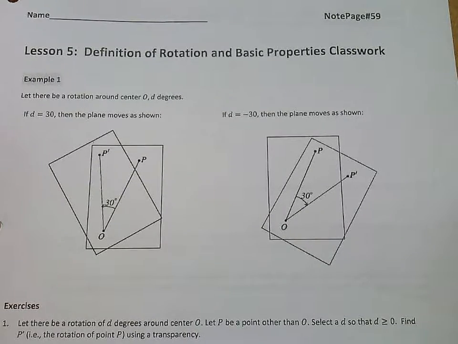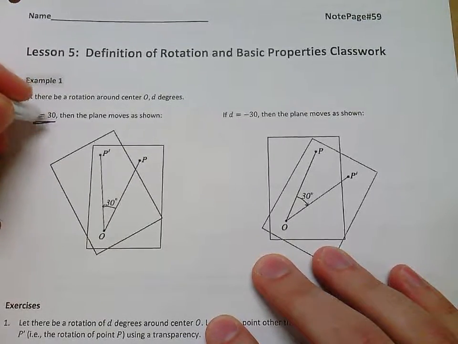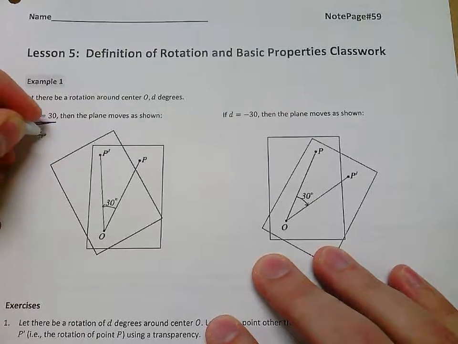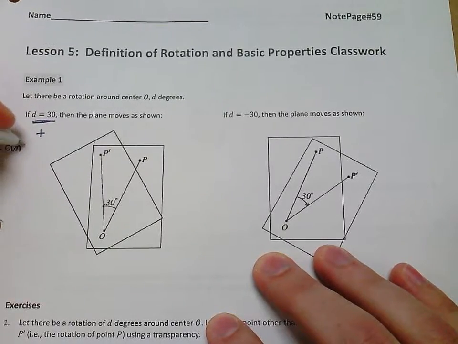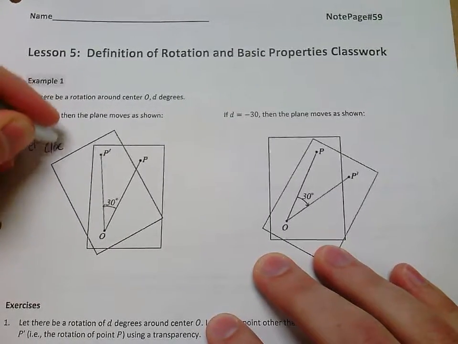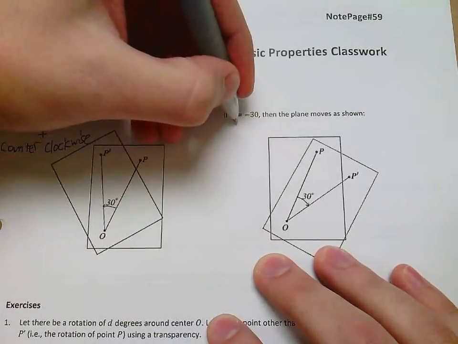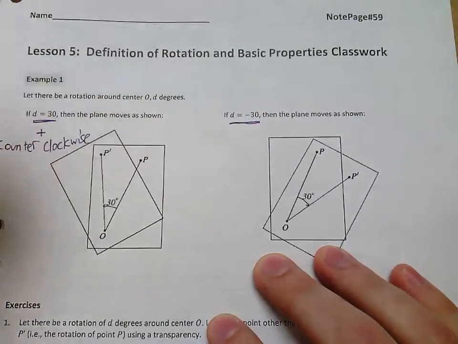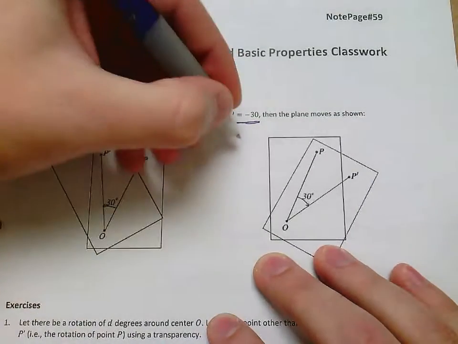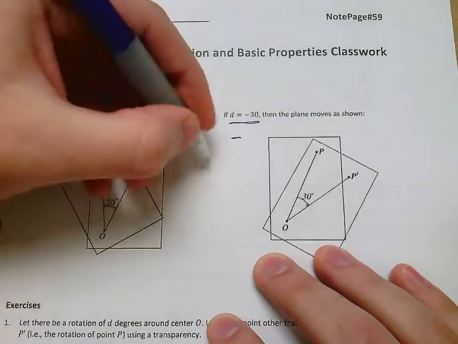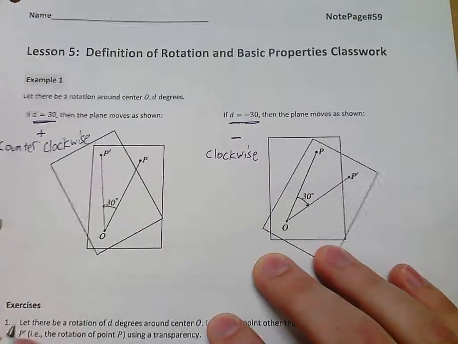Before break we talked about when our degree of rotation is a positive number. When it's a positive number, greater than 0, we rotate counterclockwise. Similarly, when we have a negative degree of rotation, so here we've got negative 30 instead of 30, we've got a negative number, we rotate clockwise. Easy peasy.